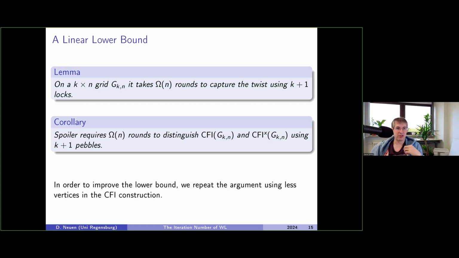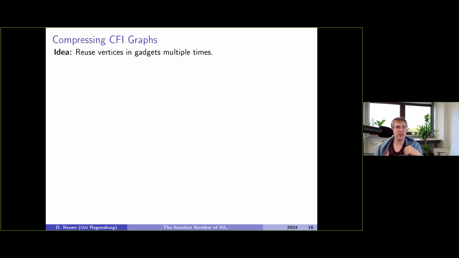Okay, so how are we going to save vertices? Well, the idea is very simple. If we remember the CFI construction, for each of these bubbles, or each of these gadgets, we used new vertices. What we are now going to do is, for some of these gadgets, reuse vertices multiple times.